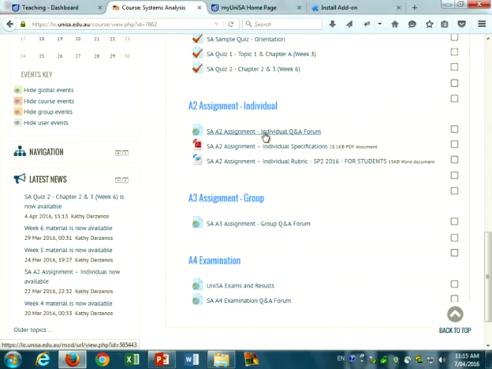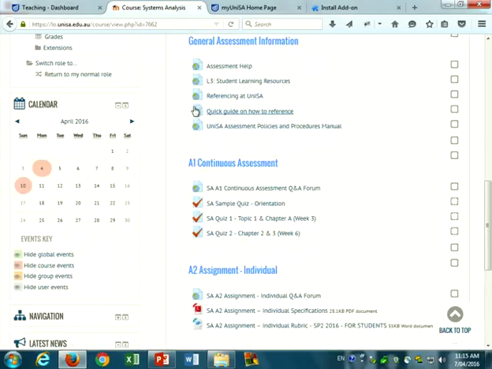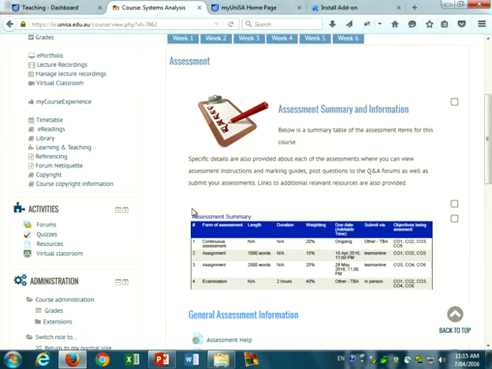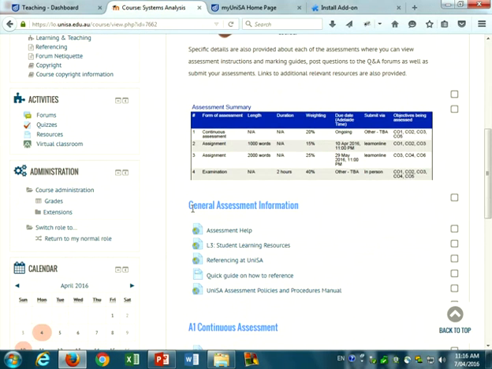Sorry? Which one? Yeah, A1 is continuous, A2 is the individual. Yeah, no, the group one. That's a while away. Does anyone have any questions at this point in time of me regarding the assignment which is due on Sunday?